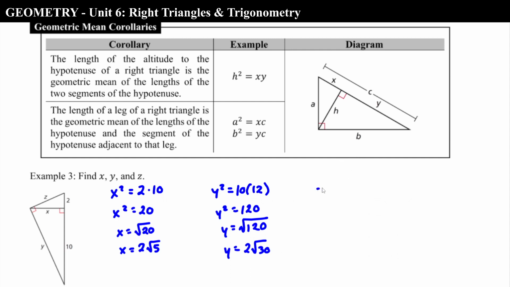Now let's do z squared. Same sort of process. We're going to take 2 here and multiply it by 12. Z squared equals 24. And so z is the square root of 24. And if we simplify that, that's 2 square root of 6.